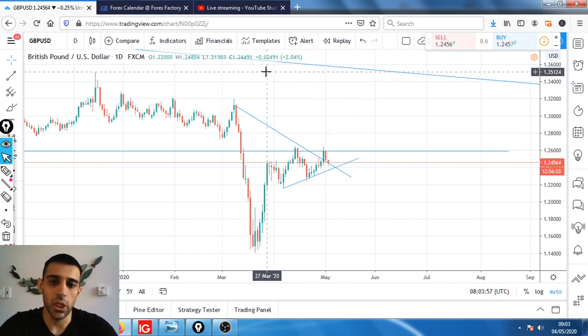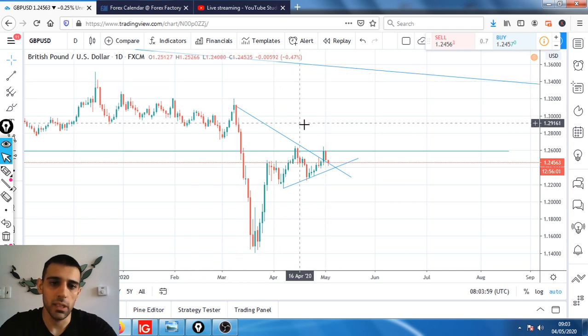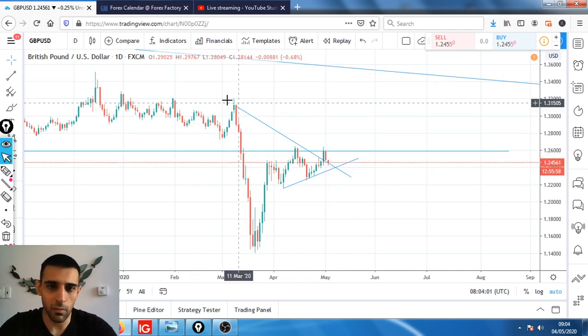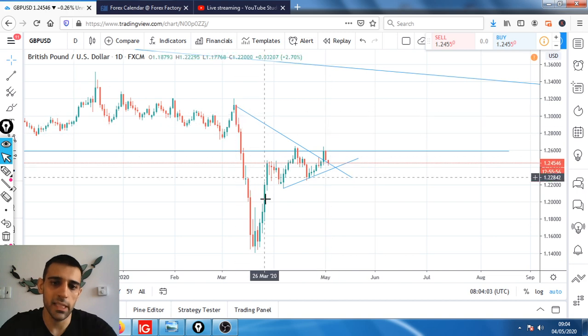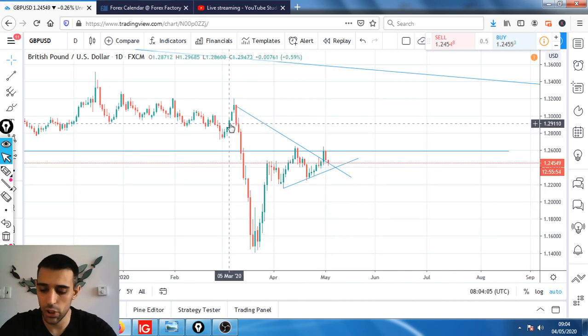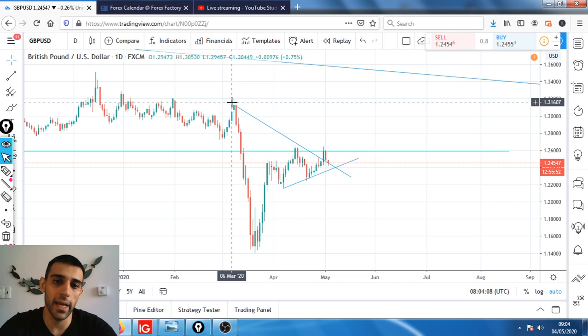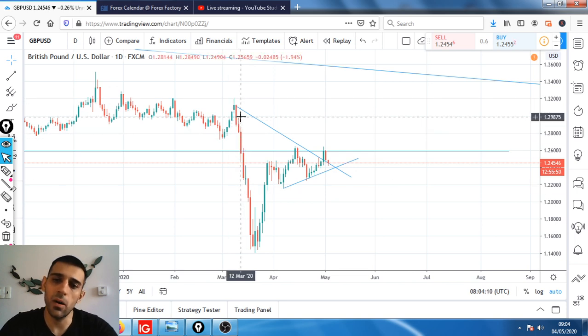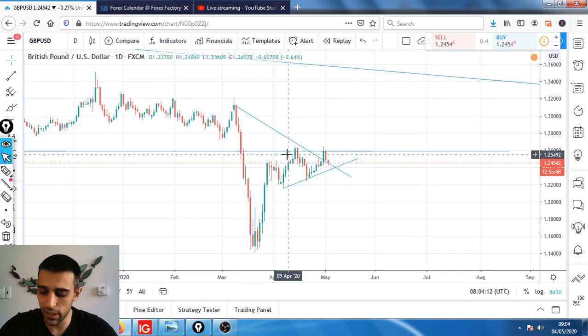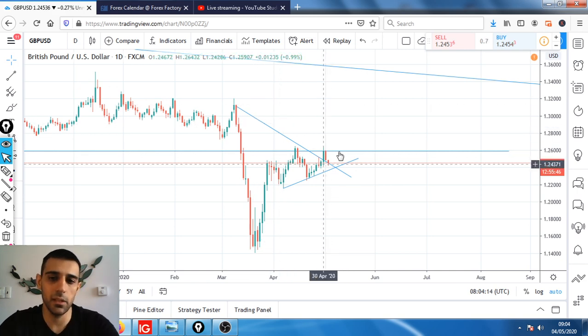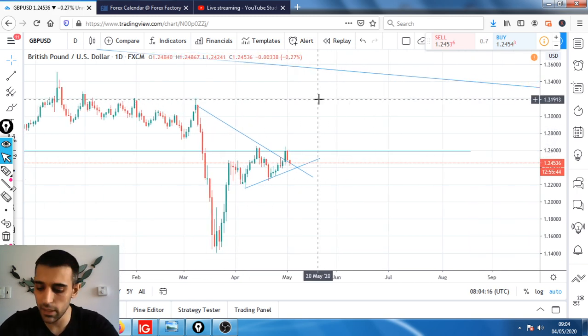We've seen very good moves during the virus outbreak. We've seen a lot of volatility and so many trading opportunities, and then it kind of died down a bit, and now it's slowly picking up on some currencies.